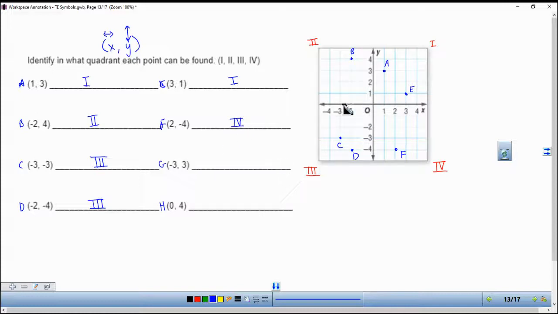G is side to side -3, and then up 3. It's point G. That's going to be in quadrant 2. And then point H is a little different. Side to side 0, that's what the first number means. Side to side nothing, up 4. And since H is on an axis, it's not in a quadrant. It's on the y-axis. So it's not in a quadrant if it's on an axis. Perfect.